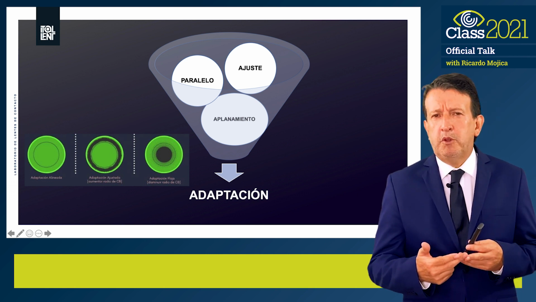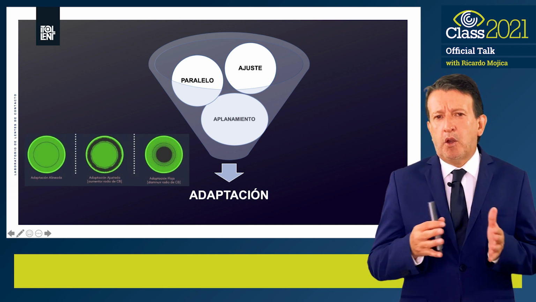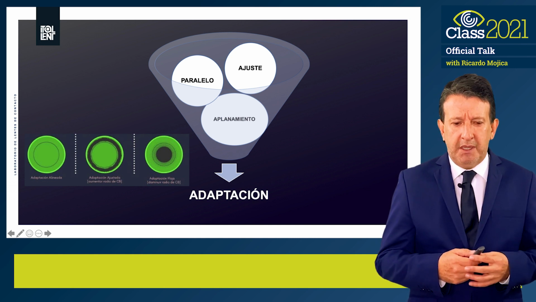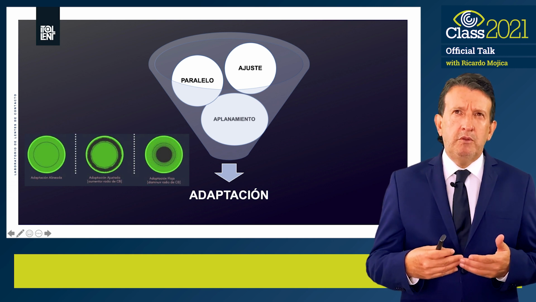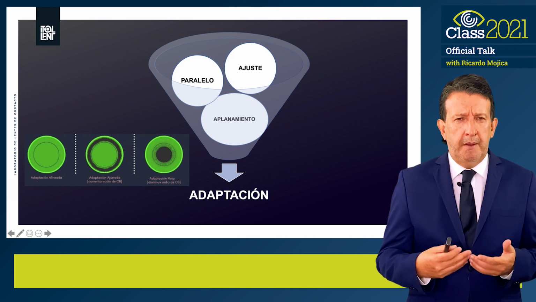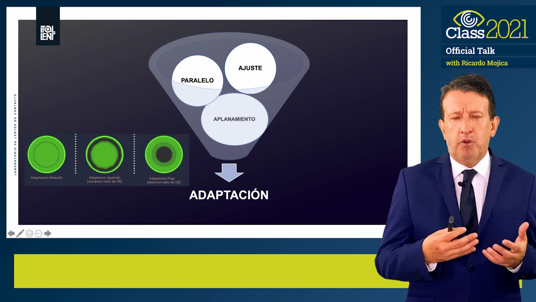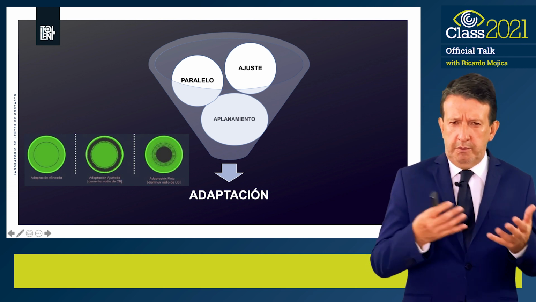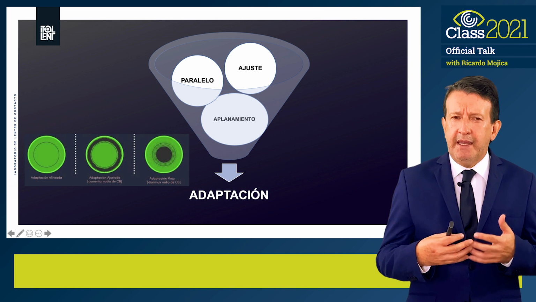All of this relates the lens to the type of cornea. I have always said, by analysis, that parallelism is not an adaptation criterion. Because if I place a lens by adjustment and the lens fits badly, what do I do? I adjust more or adjust less, increase the diameter or decrease the diameter. And if I place a lens by flattening and it fits badly, I flatten it more or flatten it less.